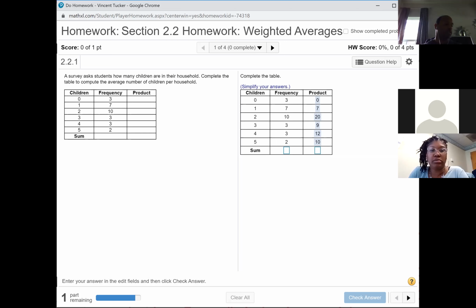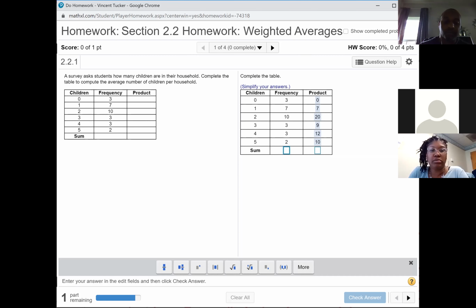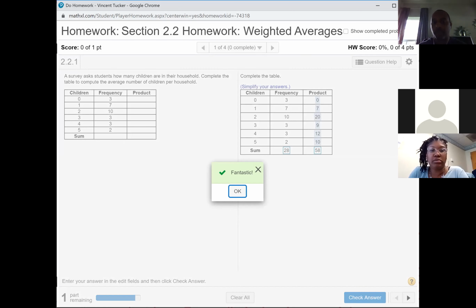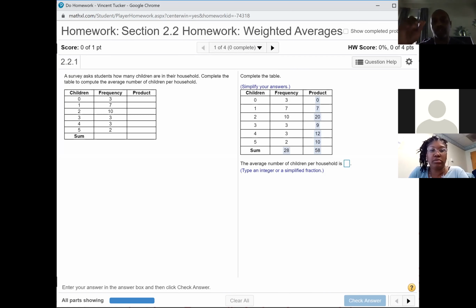All right. So the next one, the bottom row, says sum. Sum is addition. So we're adding up all the data values that we have in those columns. So the frequency, add up the numbers that we have in the frequency. 3, 7 is 10, 10, 20, 26, 28. And then here, that is 22, 42, 51, let's see, 58. So all you did was add up those columns together.